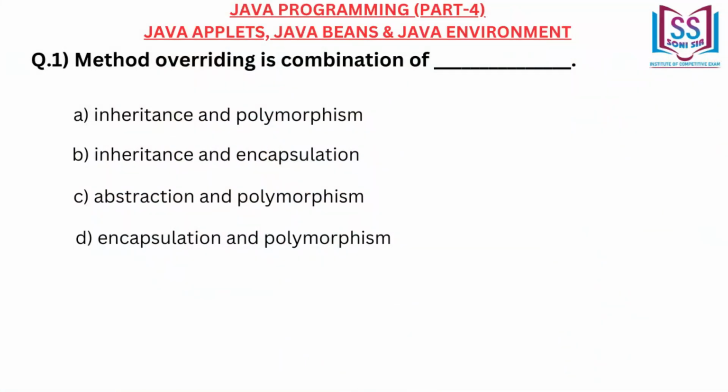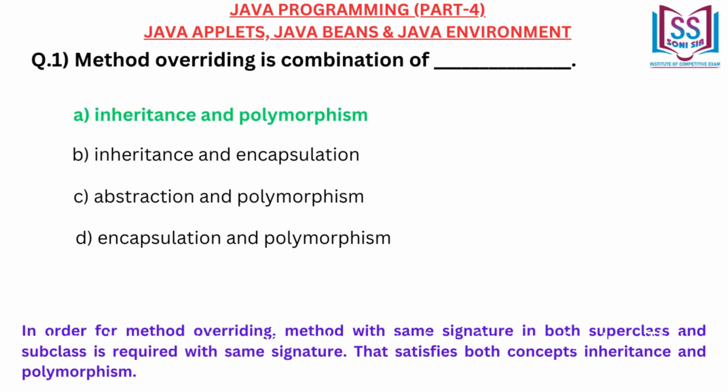Method overriding is combination of dash. A. Inheritance and polymorphism. B. Inheritance and encapsulation. C. Abstraction and polymorphism. D. Encapsulation and polymorphism. Correct answer A. Inheritance and polymorphism. In order for method overriding, a method with the same signature in both superclass and subclass is required. That satisfies both concepts, inheritance and polymorphism.